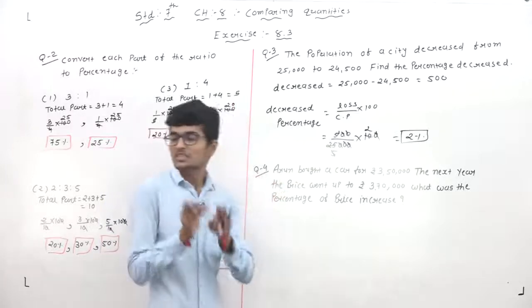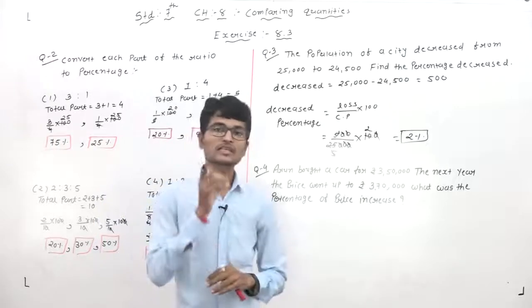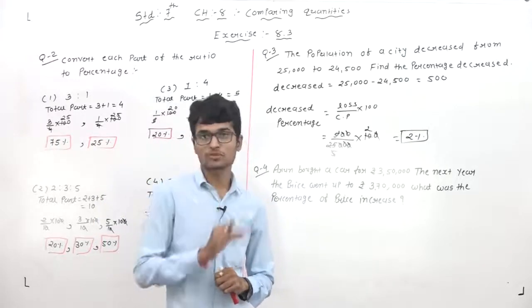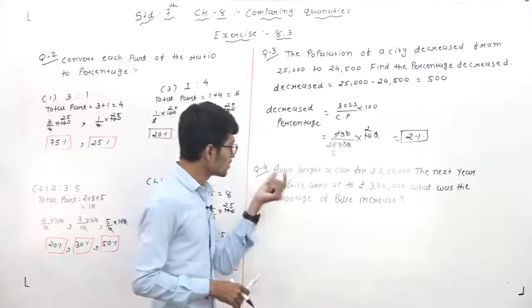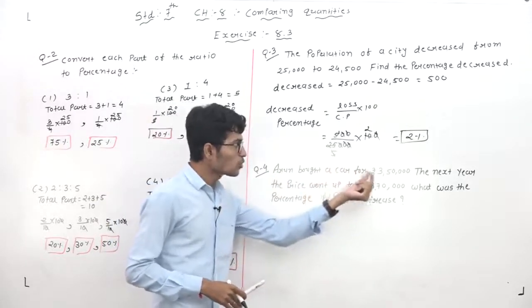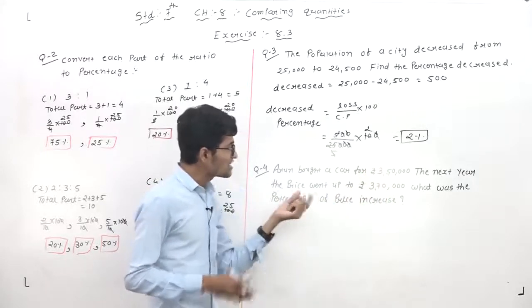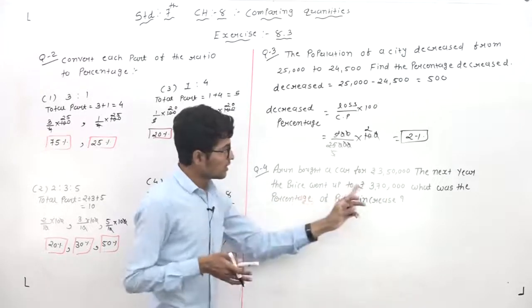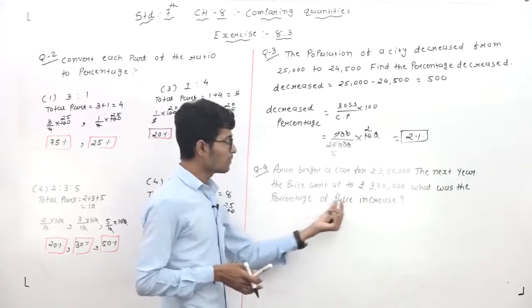Question number 4 is the same as question number 3. In question number 3 we used the word decreased, which means find the loss percentage. Now let's look at question number 4. Arun bought a car for rupees 3,50,000. The next year the price went up to rupees 3,70,000. What was the percentage of price increase?